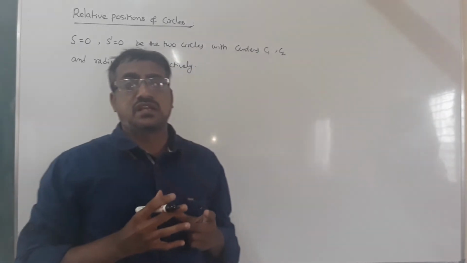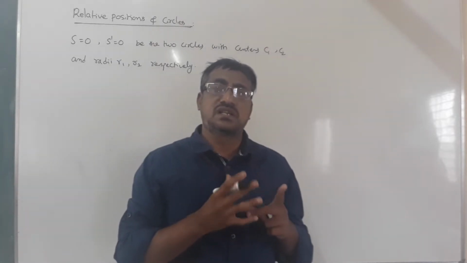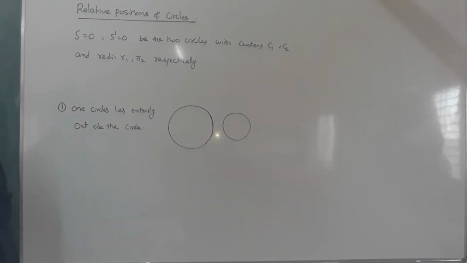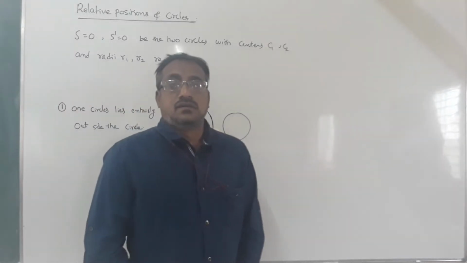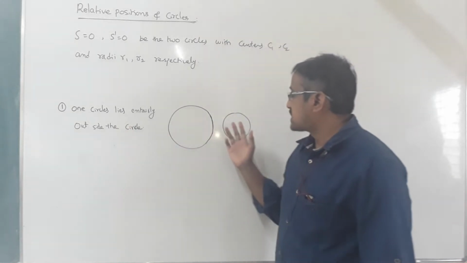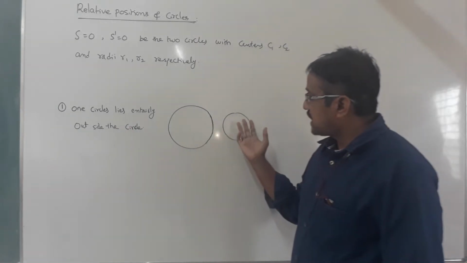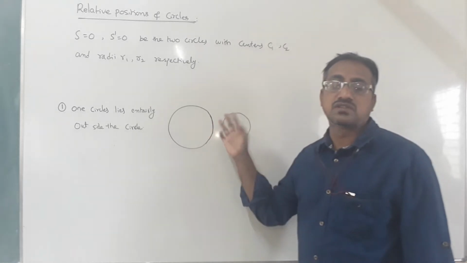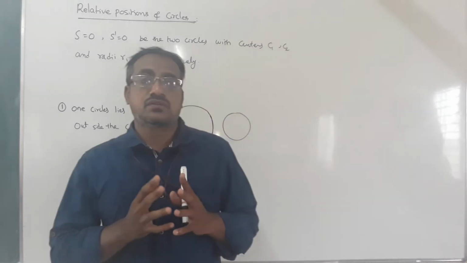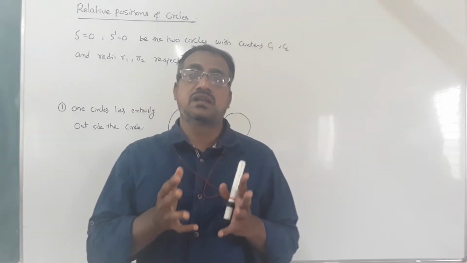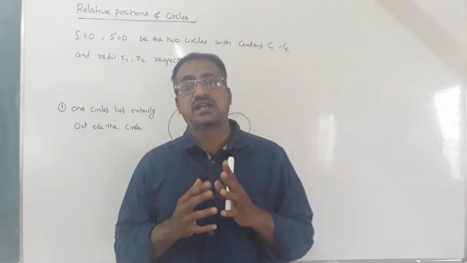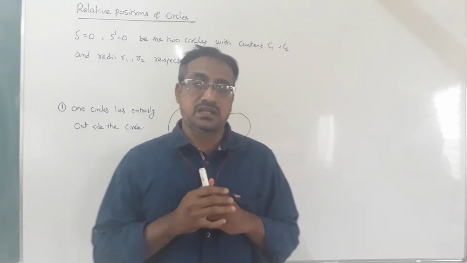Now let us see how these two circles take different positions in a plane. Now observe these circles. Clearly one circle lies entirely outside the other. This relative position is called: the two circles are away from each other, or one circle lies entirely outside the other.